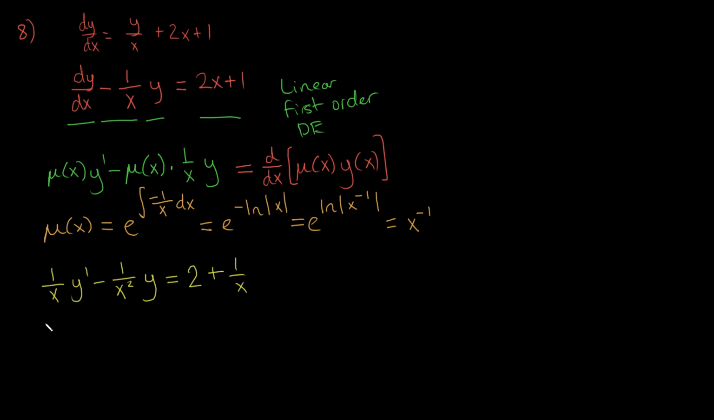And now, as we can see, we have our product rule form, and it's all set up. So we can just say this is the same thing as the derivative with respect to x of the integrating factor, 1 divided by x, times y. And this is equaling 2 plus 1 over x.